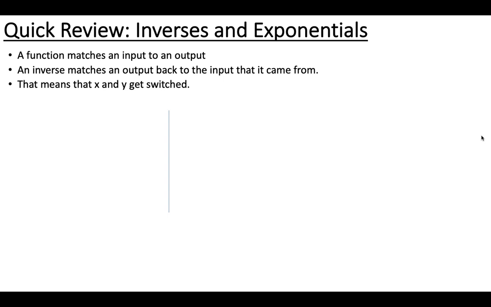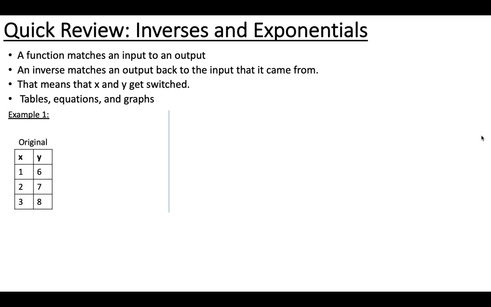What does that mean for us? That basically means that x and y are going to get switched. That's the straightforward thing that happens with an inverse. The x and the y get switched. You switch your inputs and your outputs. Okay, and that happens in tables, and it happens in equations, and it happens in graphs. They're all related. So when you switch x and y, it changes the table, it changes the equation, and it changes the graph. So a couple quick examples of finding inverses here.